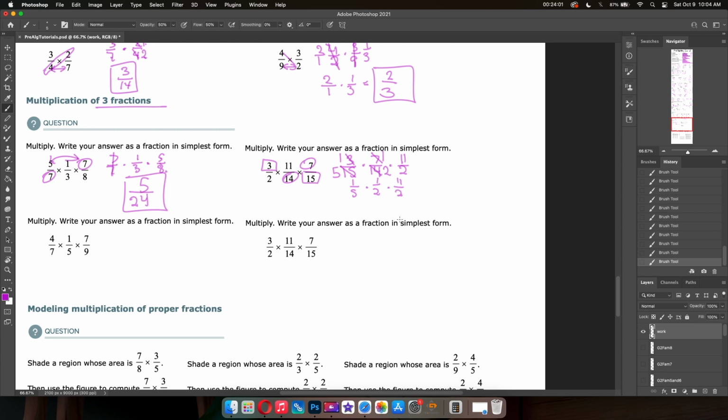That's a lot easier to look at, isn't it? So 1 times 1 times 11 equals 11. 5 times 2 times 2 is going to be 20. 11/20ths. So let's see here. Are there any other good ones?